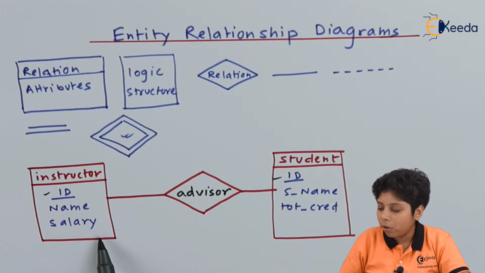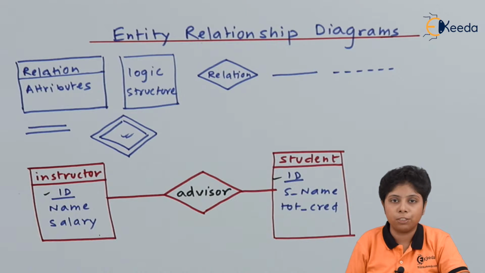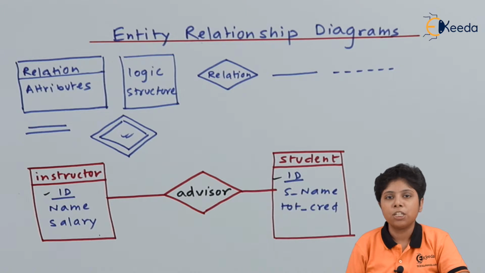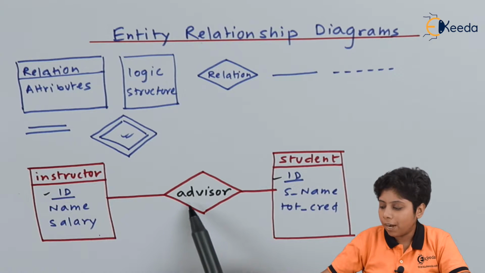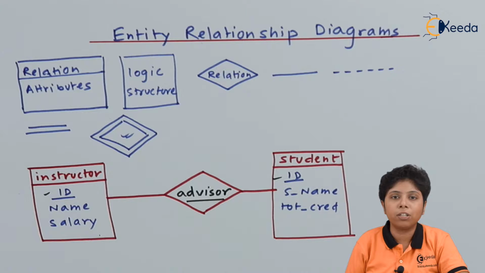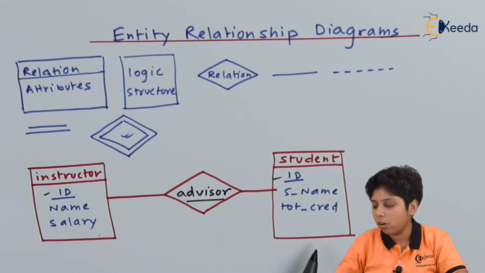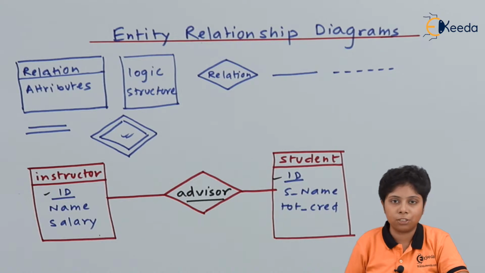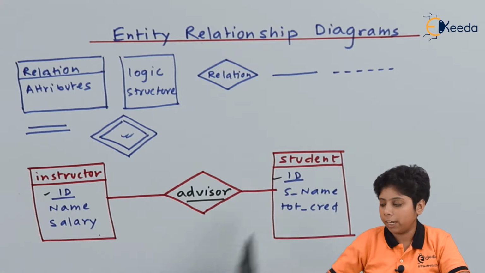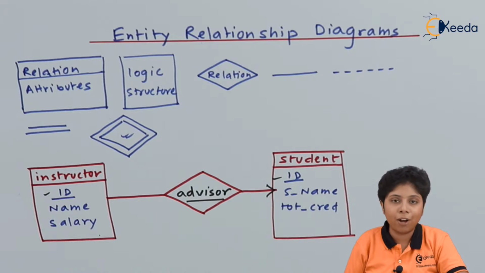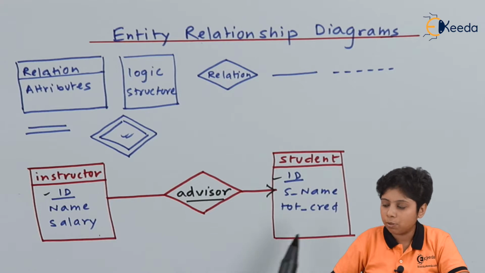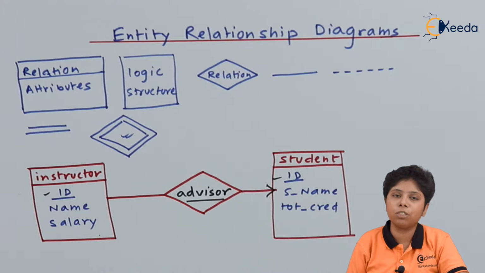Now, what is the relation between an instructor and a student? An instructor is always an advisor to the student. So the relation between the instructor and the student is the advisor one. Now, this advisor relation cannot go vice versa, as a student cannot be an advisor to the instructor. So we have to rectify it, and we need to put an arrow here. That means the advisor relation goes from the instructor to the student, not from the student to the instructor.